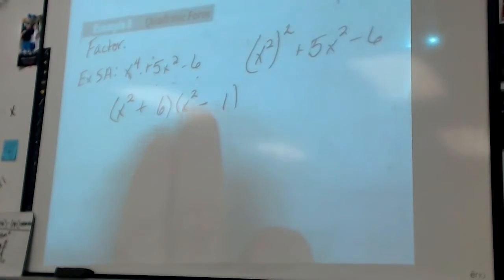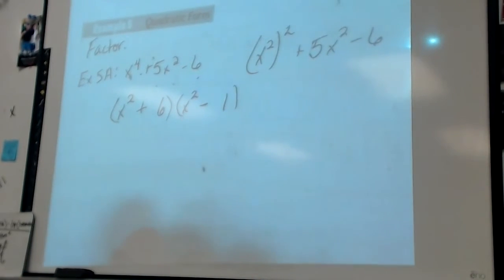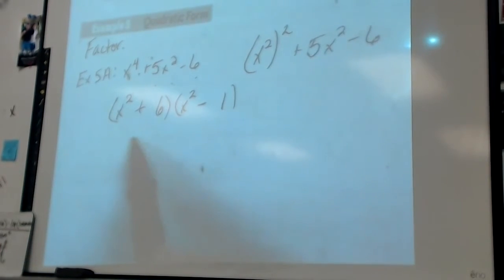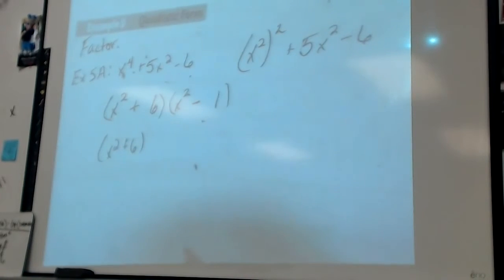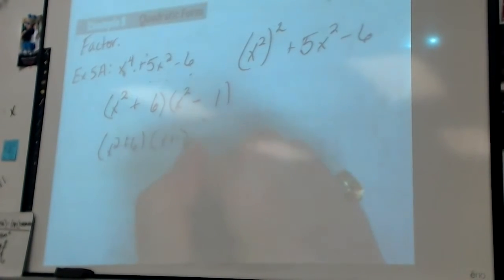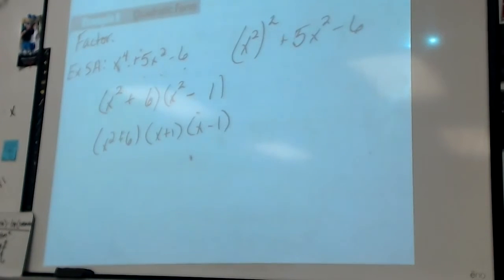But now, I don't have linear factors here. They're both quadratic, so I better look at them closely. Since they're quadratic and they're only 2 terms, the only thing I'm looking for is difference of squares. So is x squared plus 6 a difference of squares? No, it's not even a difference, much less a difference of squares. What about x squared minus 1? Is it a perfect square minus a perfect square? Yes. So I can factor this. x squared plus 6 cannot be factored anymore. But this one can be factored into x plus 1, x minus 1.